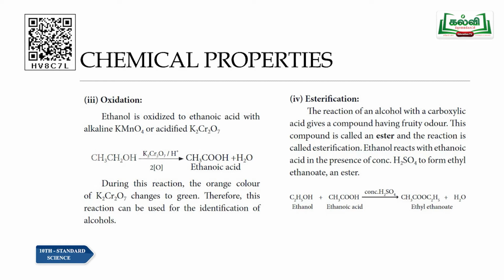Potassium dichromate is orange in color and once the reaction is over, the solution becomes green due to change in oxidation state of potassium dichromate. Therefore, this reaction can be used for the identification of alcohols also.